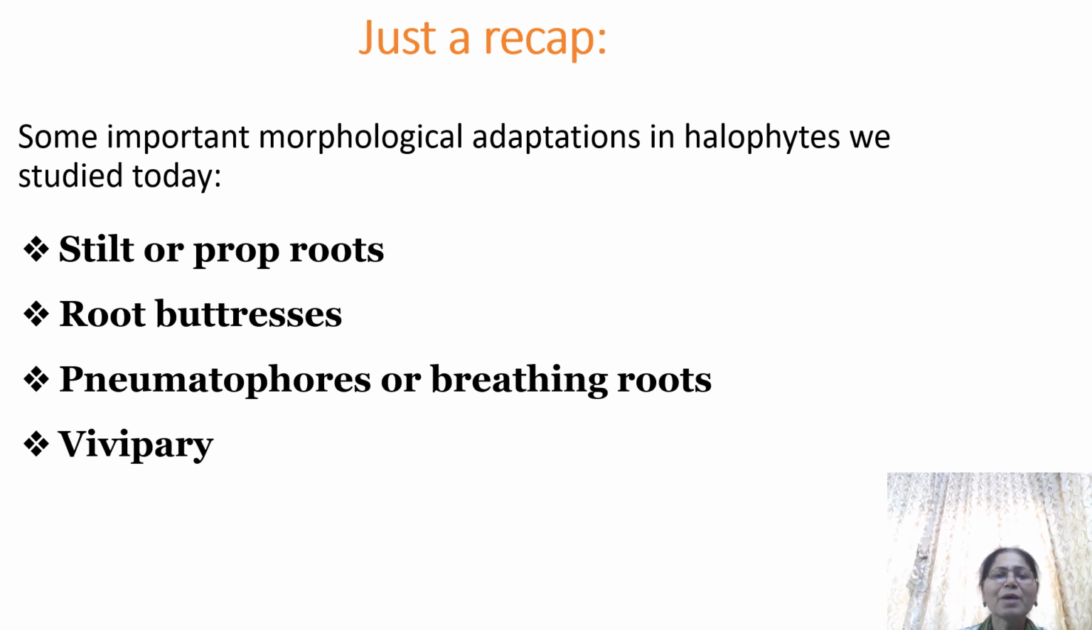Just a recap of the morphological adaptations in the halophytes that we have studied today. We have studied the modifications in their roots. They have the stilt or prop roots and the root buttresses. Both these modifications are meant to provide extra support to the plant. Pneumatophores are meant for the exchange of gases, and vivipary is the mode of seed germination where the seed completes its germination while it is still attached to the parent plant.